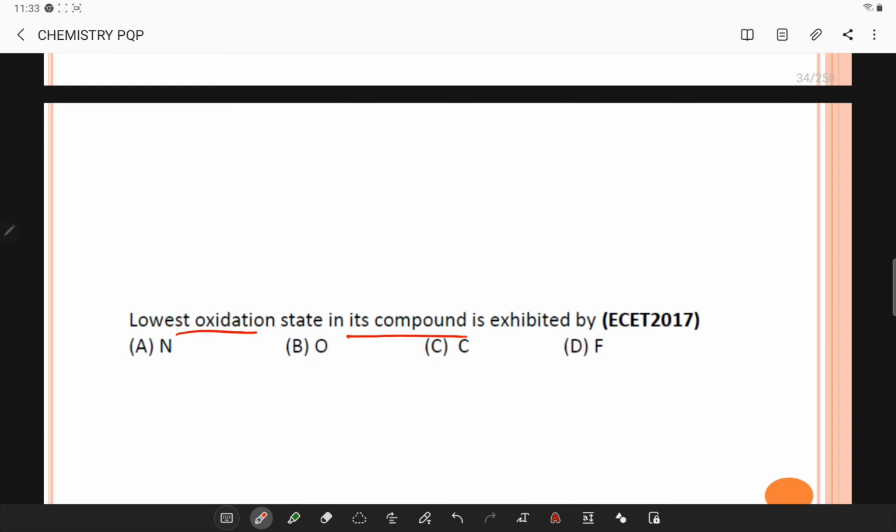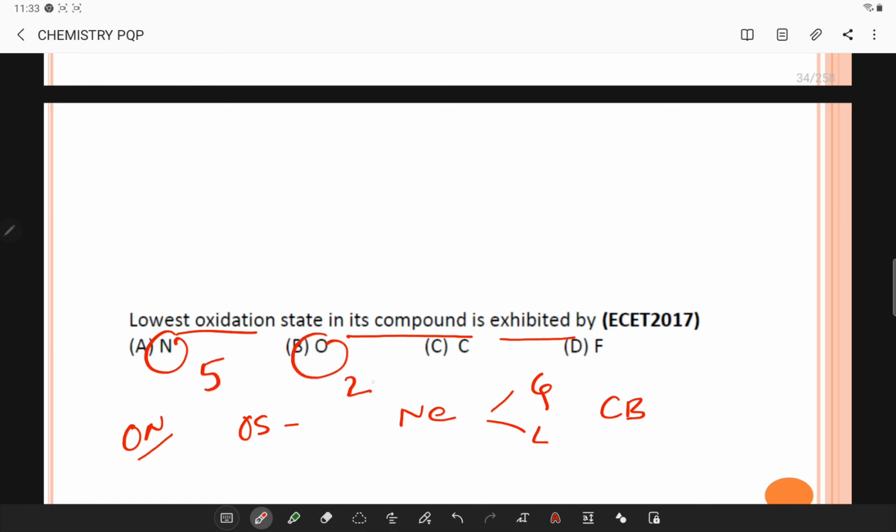So lowest oxidation state in compound is exhibited by, so basically oxidation number is also called oxidation state, and the total number of electrons that an atom either gains or loses in order to form a chemical bond. So nitrogen oxidation number is 5, oxygen oxidation number is -2, and carbon it is -4 to +4, and for fluorine it is -1. So the lowest is for -4, which is carbon. So with this, questions related to atomic structure are completed, and hope this video is useful to you.